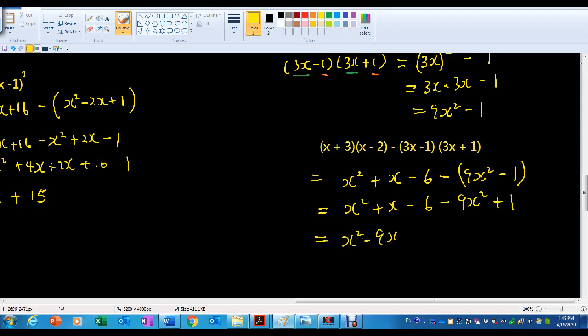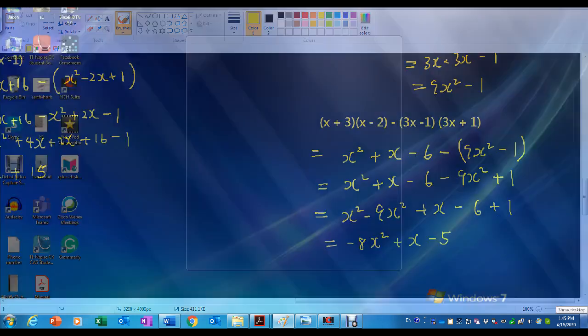Okay, collect the like terms. So that's only 1x, alright. x squared minus 9x squared, minus 8x squared, minus 5. So that would be the answer, right?